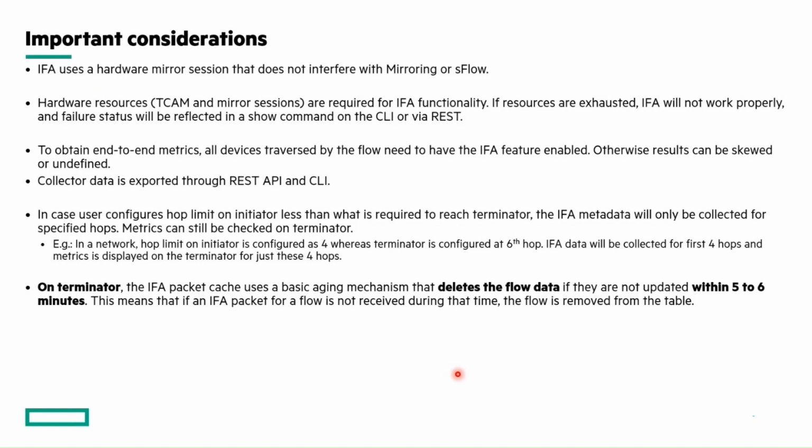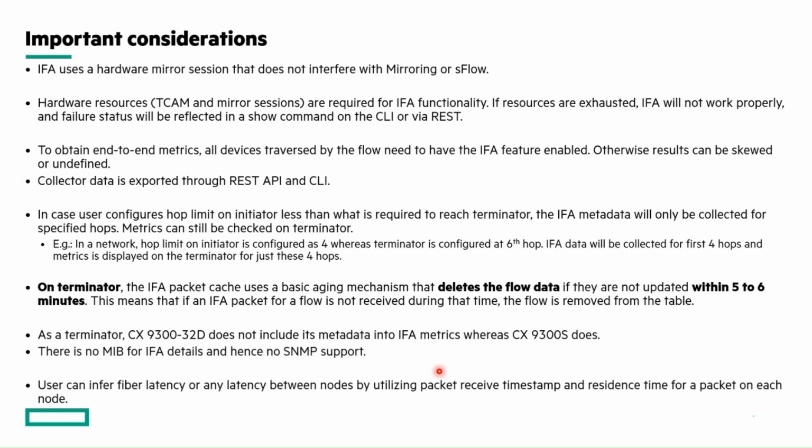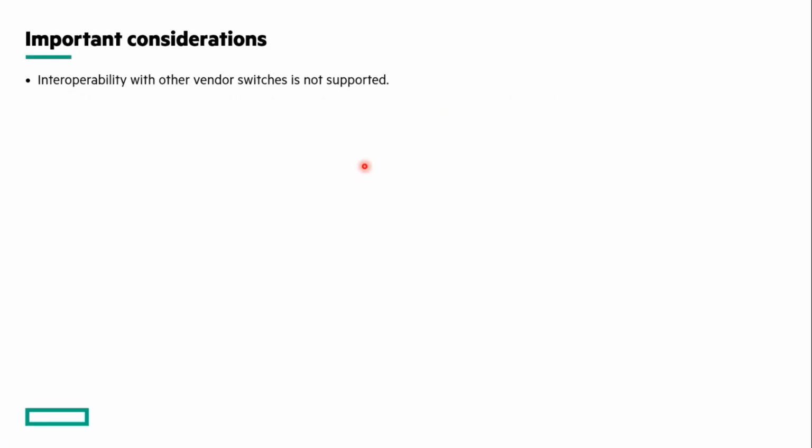Now, as a terminator, 9332D does not include its metadata into IFA metrics, whereas, as we have seen, CX9300S does. Please do consider that there is no MIB for IFA details as of now, and hence there is no SNMP support. Interoperability with other vendor switches is not currently supported. Broadcast, unicast, unknown unicast, or multicast traffic are not supported.